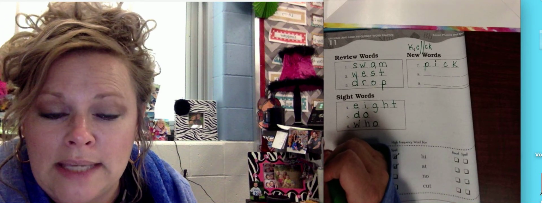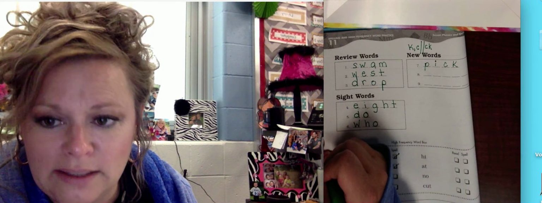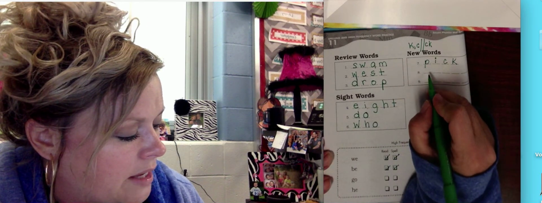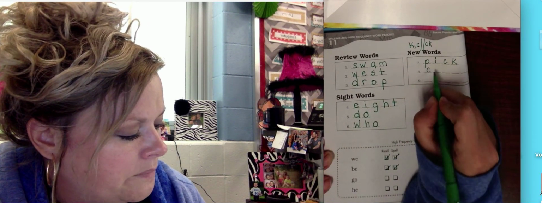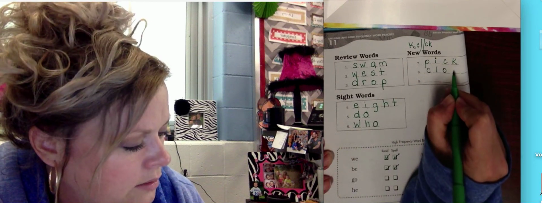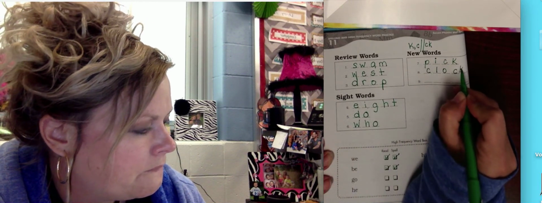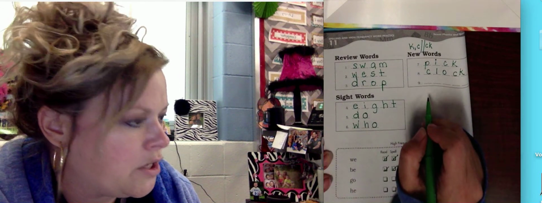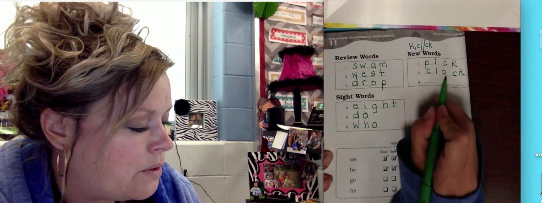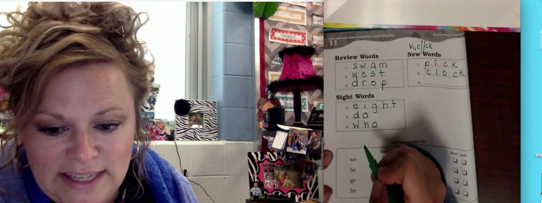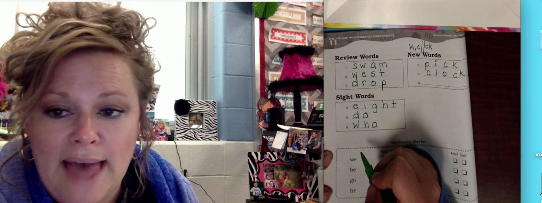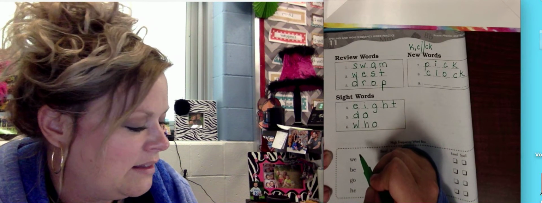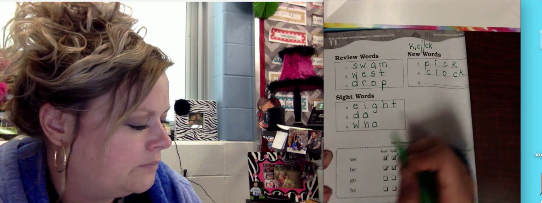Number 8, repeat clock. Clock, very good. There's a blend there. Right, clock. K in the final position. Clock. Check your work. It should be C-L-O-C-K. Number 9 is the color black. Repeat black. Good, black. Another blend at the beginning. Write it.